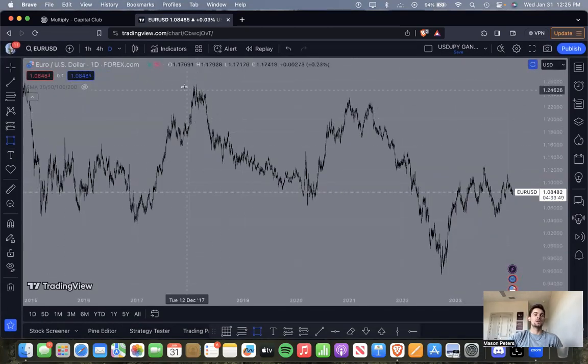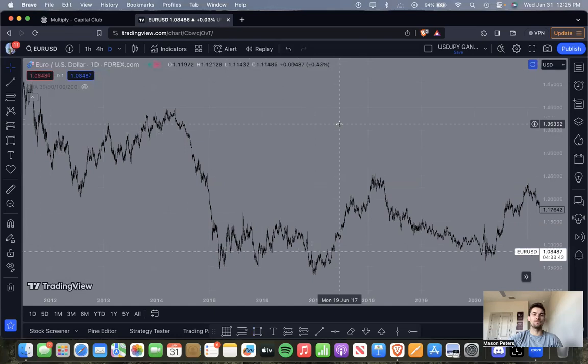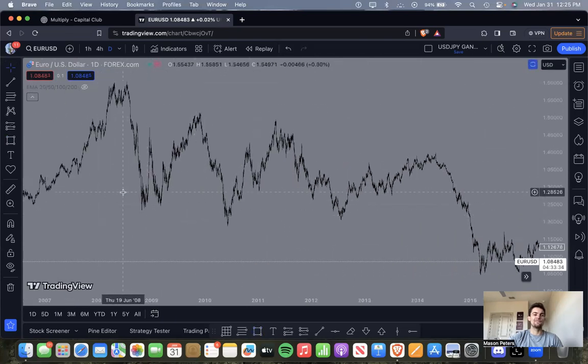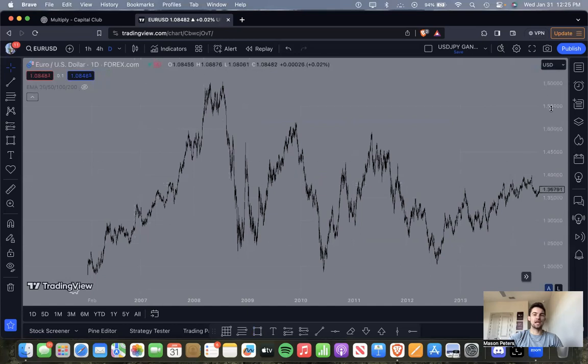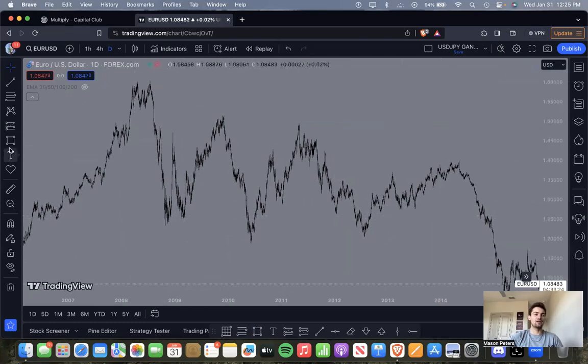Okay, perfect. What do we have up here? We have a large area of supply and demand. Notice how in 2008, we had a large area of demand on the euro. There was a large area of demand.